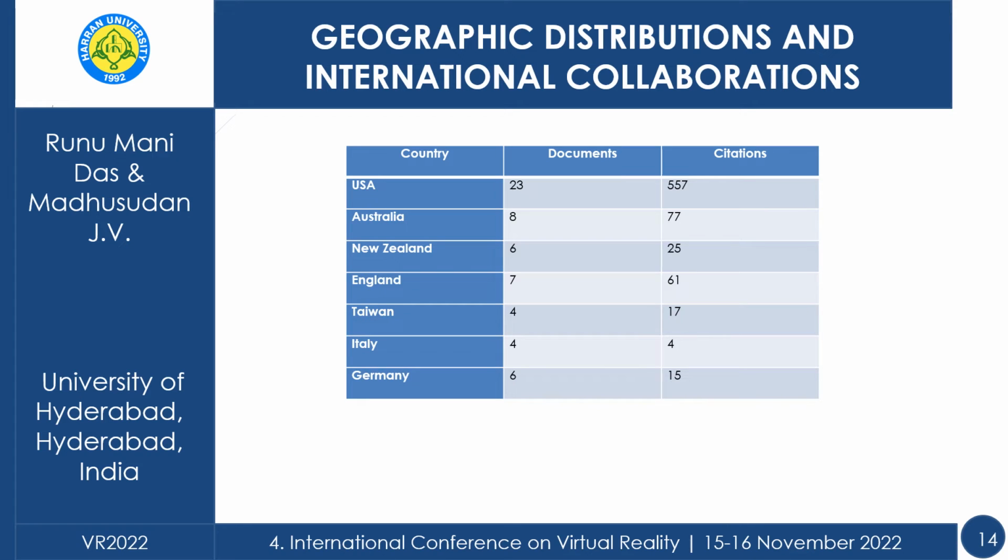Now, in geographic distributions and international collaborations, we can see the table where USA, Australia, New Zealand, England are the topmost collaborative countries, and with that documents and citations are also mentioned, where you can see that USA is the topmost country with 23 documents and 557 citations. With this we can say that USA, Australia and New Zealand are the countries that have mostly focused on mixed reality in education. Mostly all of these countries are developed countries, and all of these countries are focusing on mixed reality.